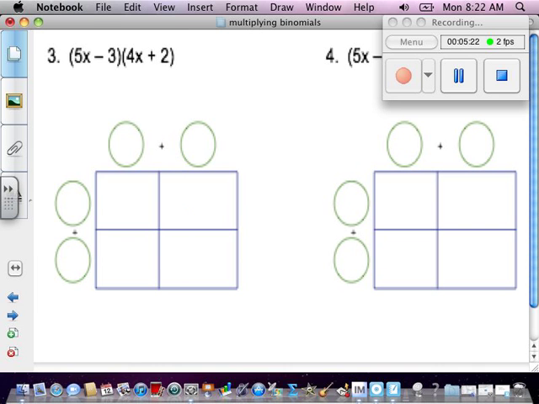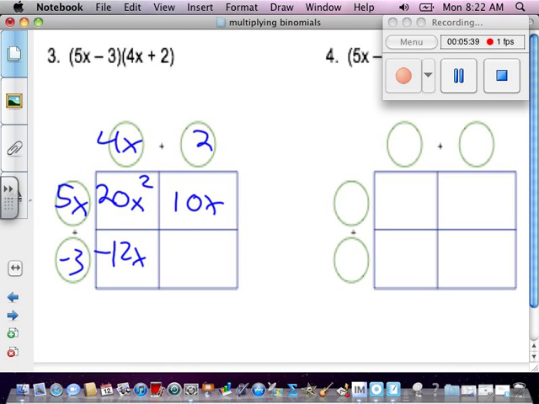All right, for number 3, you have 4x and 2, 5x, negative 3. Those could be in reverse order. You will still get the same answer. We get 20x squared, 10x, negative 12x, and negative 6. So we add those two together. We get 20x squared minus 2x minus 6. Check your answer. Make sure it's right.